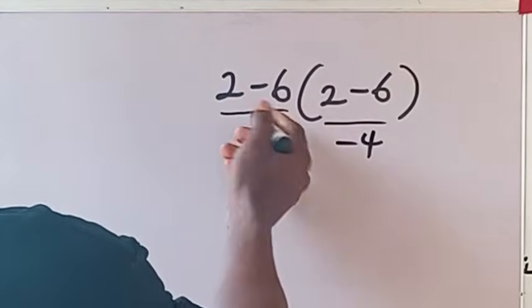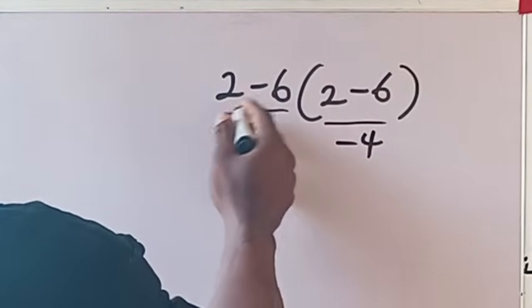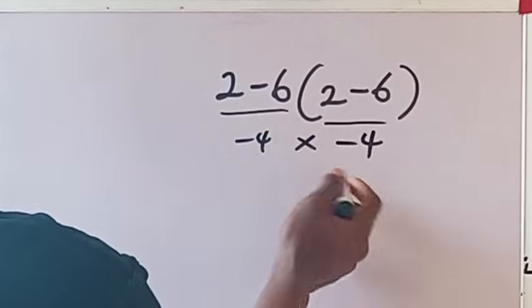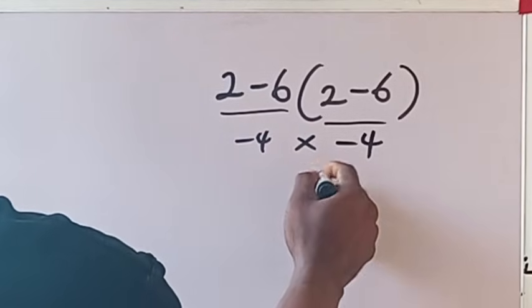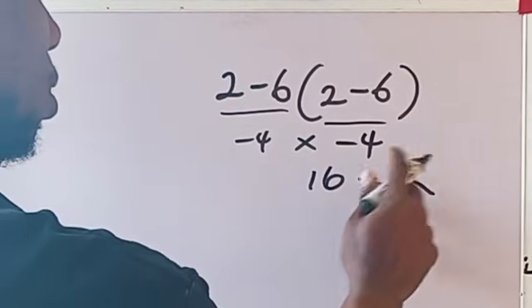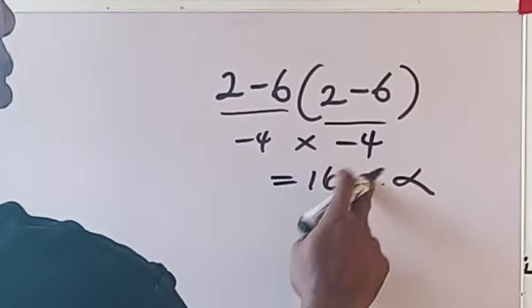And you come here to do this times, this minus this to give you minus 4. Minus times minus will give us plus. 4 times 4 will give us 16. But this is wrong.